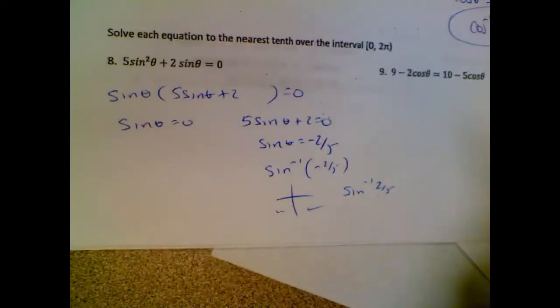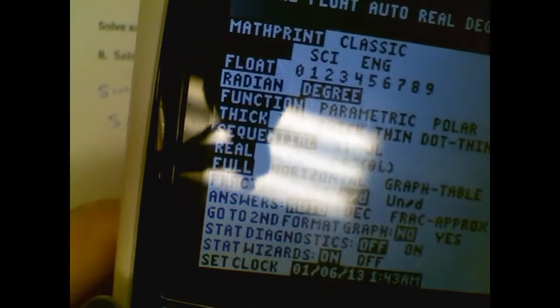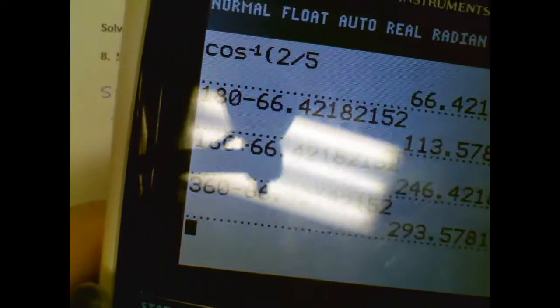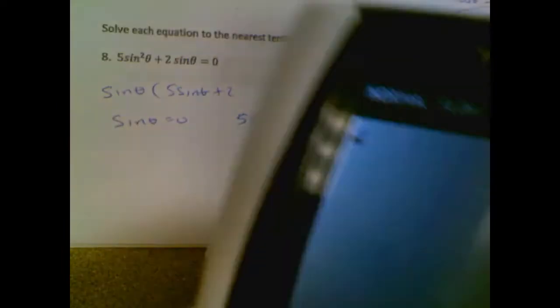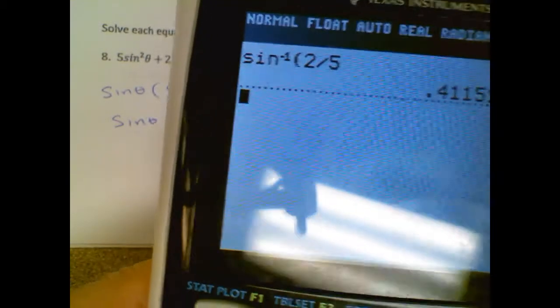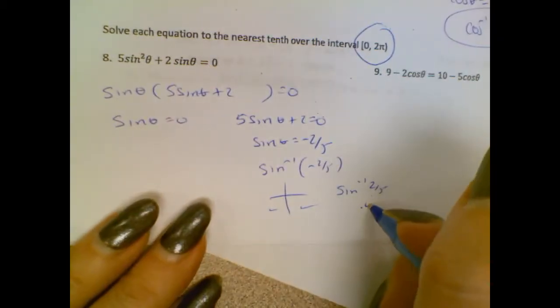Oh, by the way, this one's in radians. So let's switch over to radians. We're in radians. Clear this out. So we're going to type arc sine of 2/5. It's 0.41. So this is 0.41.